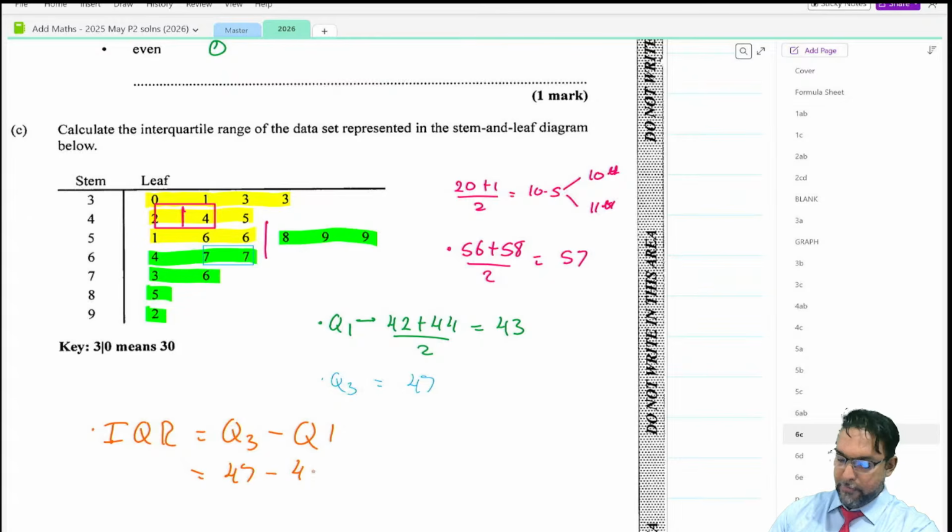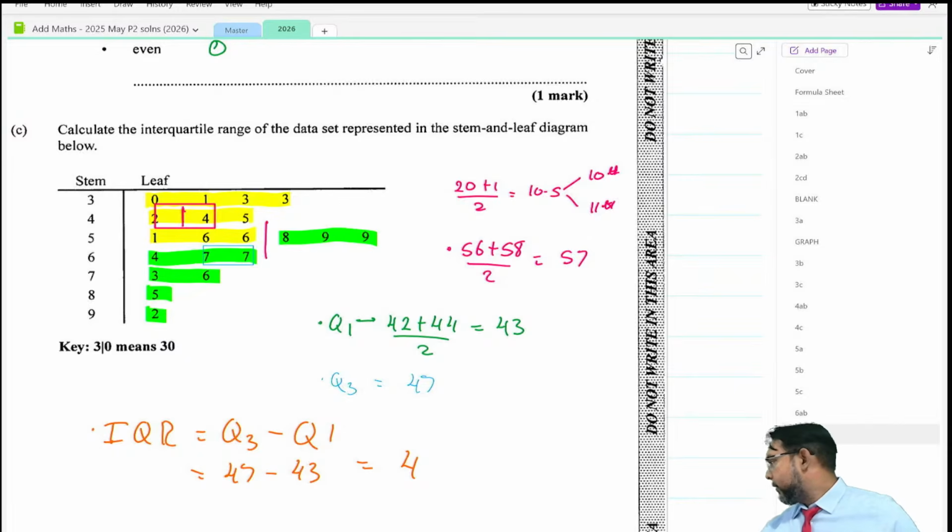47 minus 43, just 4. You guys check the stem and leaf here for the interquartile. I got 4. Let's see.